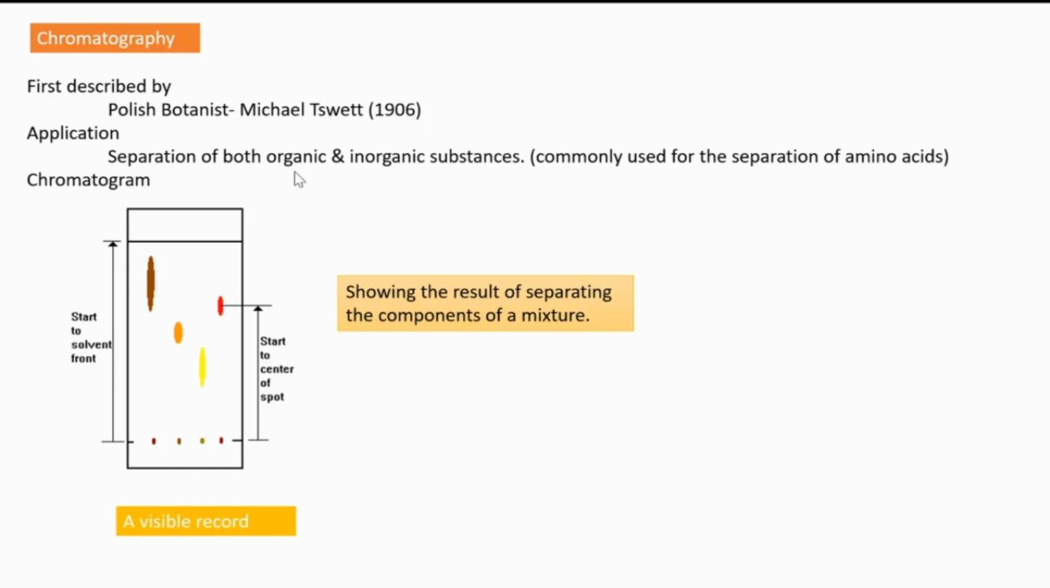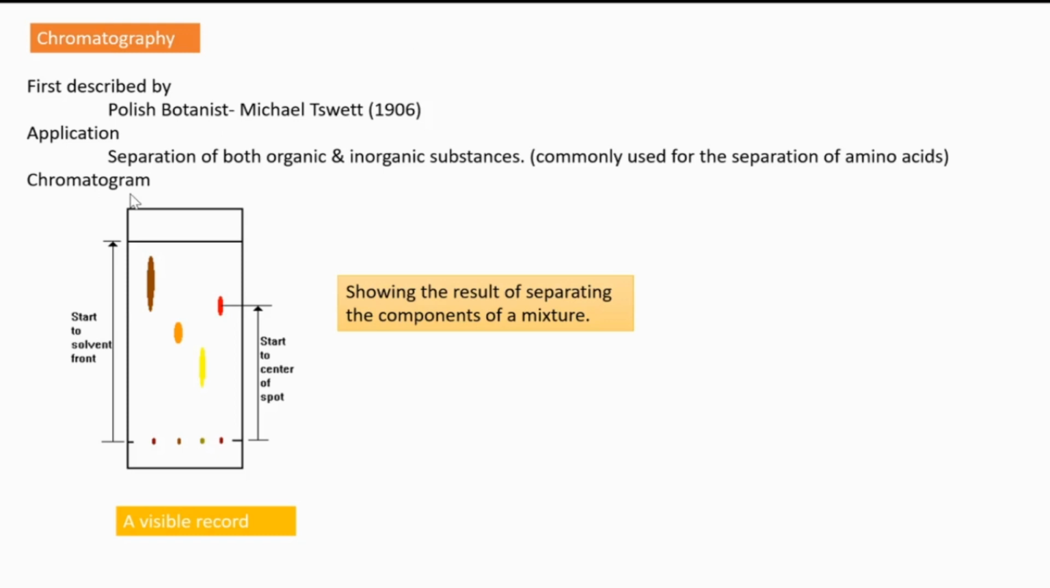Organic substances, we know they are carbon containing compounds. Inorganic means carbon absent compounds. And commonly we use this technique for separating amino acids. Then another term we need to familiarize, that is chromatogram.